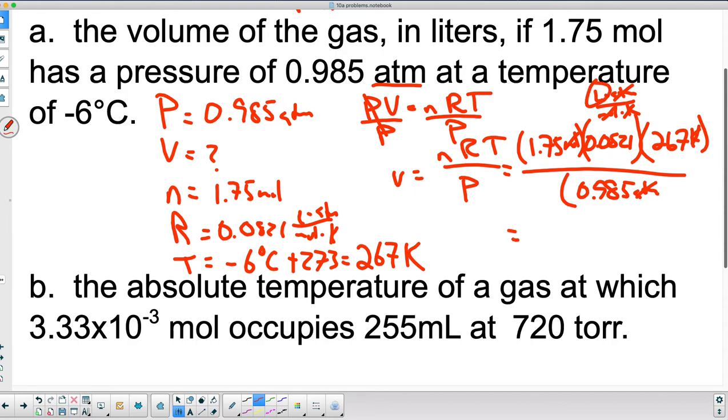Okay, so what is this going to be? That's going to be 1.75 times 0.0821 times 267 divided all of that by 0.985, which equals 38.9 liters. Now I started with 3 significant figures, the R value is, we kind of assume, 3 as well, and then we got 3.